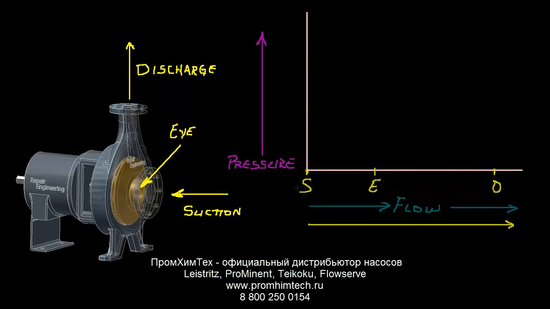On the vertical axis of the graph, I'll chart the corresponding pressure of the fluid at different locations in the pumping cycle. Let's say that the suction pressure is at this location, and the pressure at the eye of the impeller is at this location, lower than the suction pressure, and the discharge pressure is here. So by connecting the dots, the typical pump curve looks something like this.